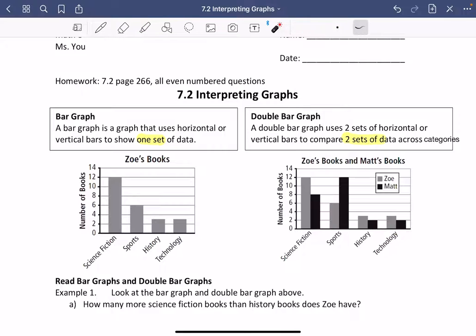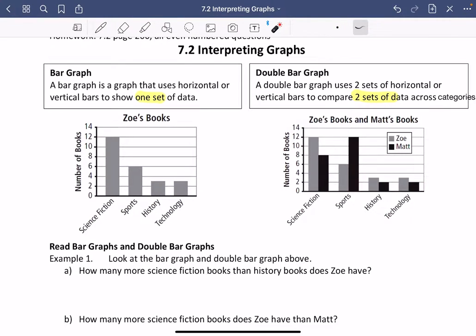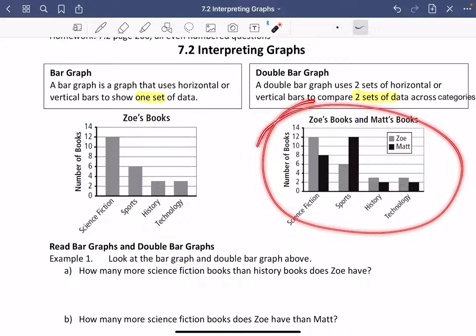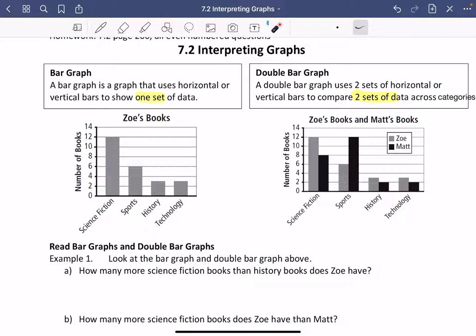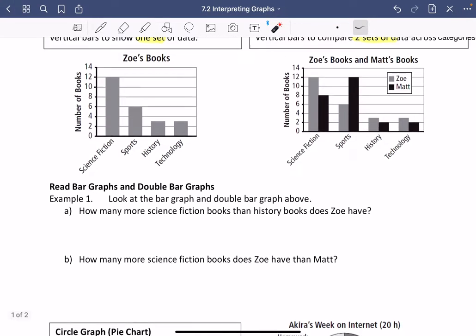Okay, so for example, the two bar graphs here. The first bar graph shows the number of books Zoe has, and the second bar graph, the double bar graph, shows the number of books that Zoe and Max have. The gray one is the books that Zoe has, and the black one is the books that Max has. So let's look at the two example questions.